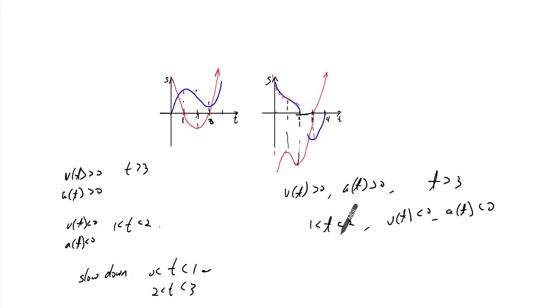Okay, so that's when it's speeding up, which means when t is from 0 to 1, or when t is from 2 to 3, it's slowing down.